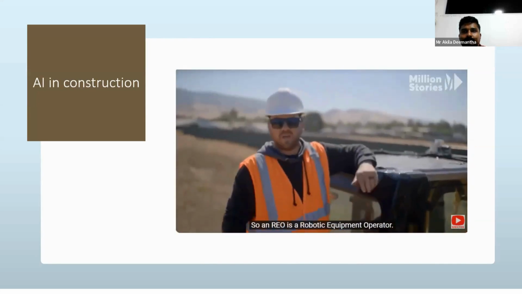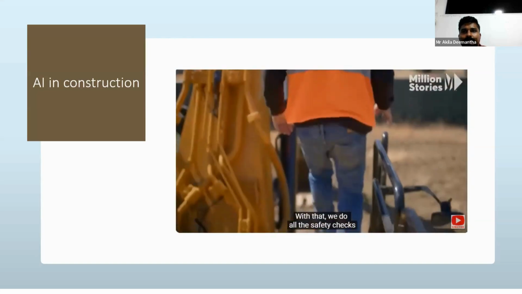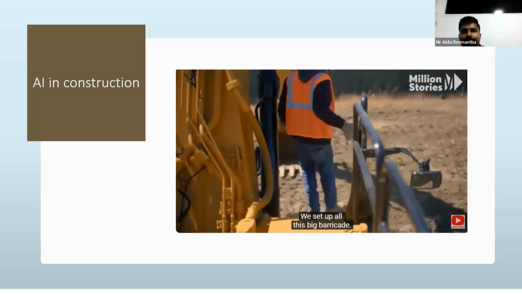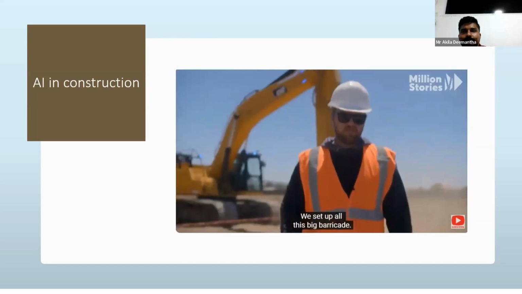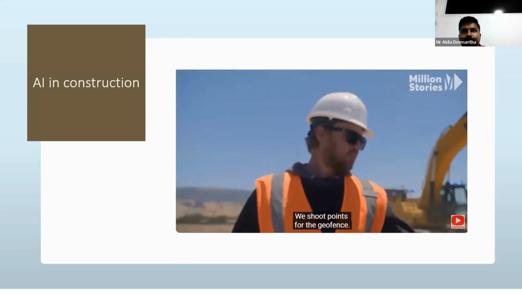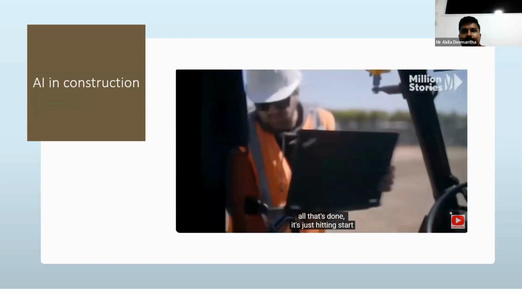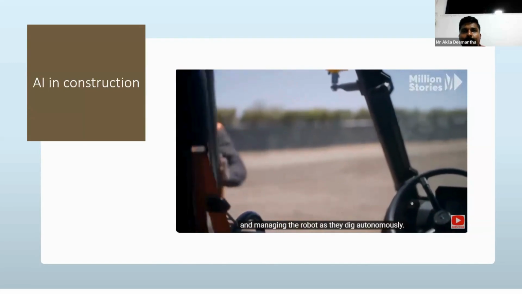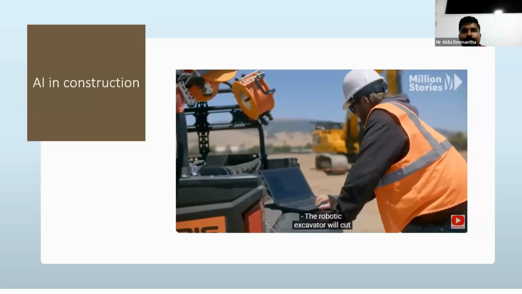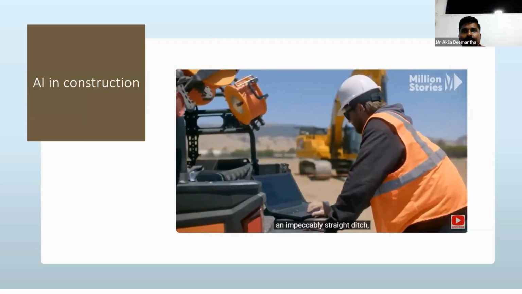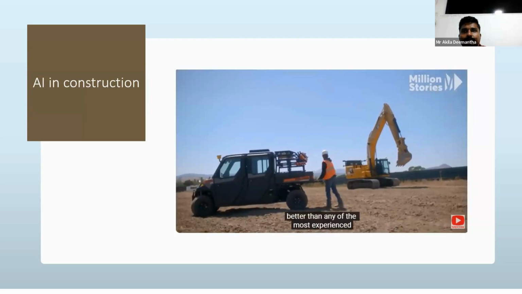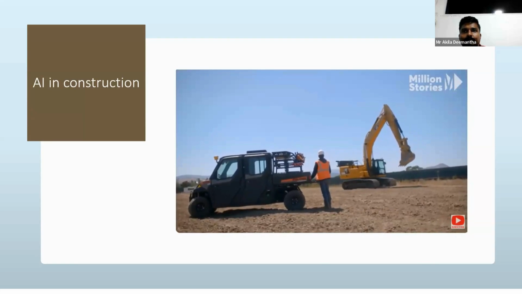So an REO is a robotic equipment operator. With that, we do all the safety checks for all the robots. We set up all this big barricade. We shoot points for the geofence. And then after that, all that's done, it's just hitting start and managing the robot as they dig autonomously. The robotic excavator will cut an impeccably straight ditch, better than any of the most experienced human operators can.